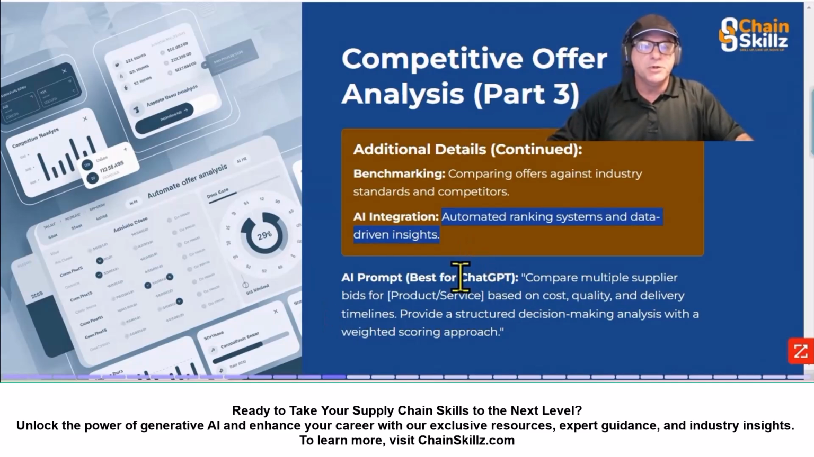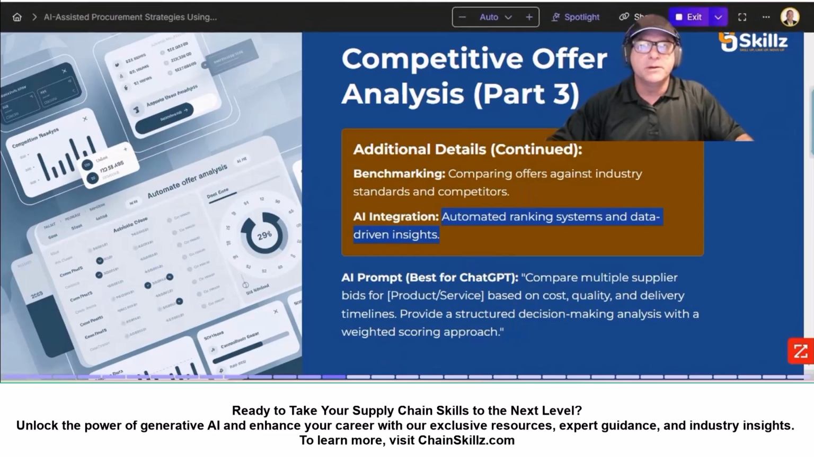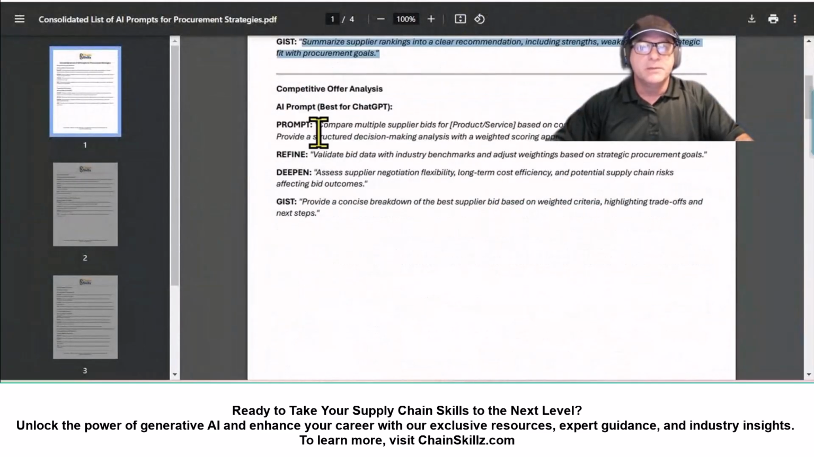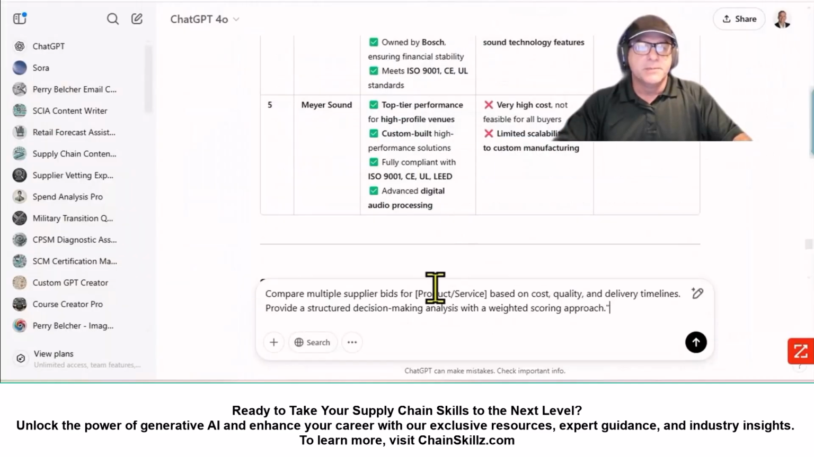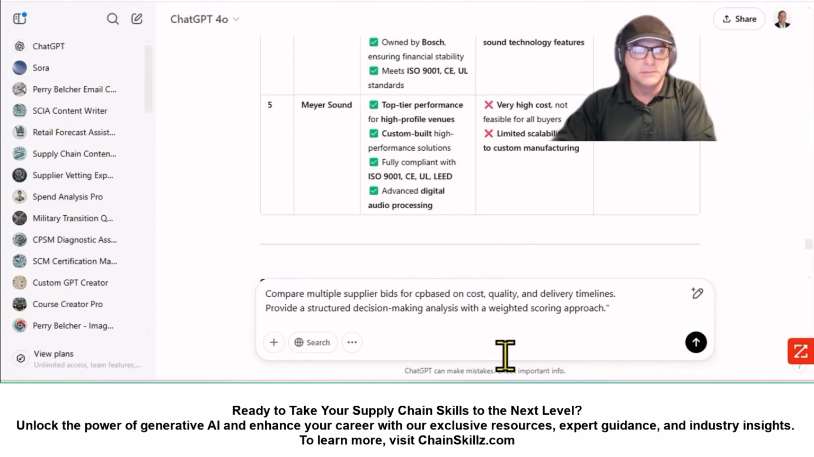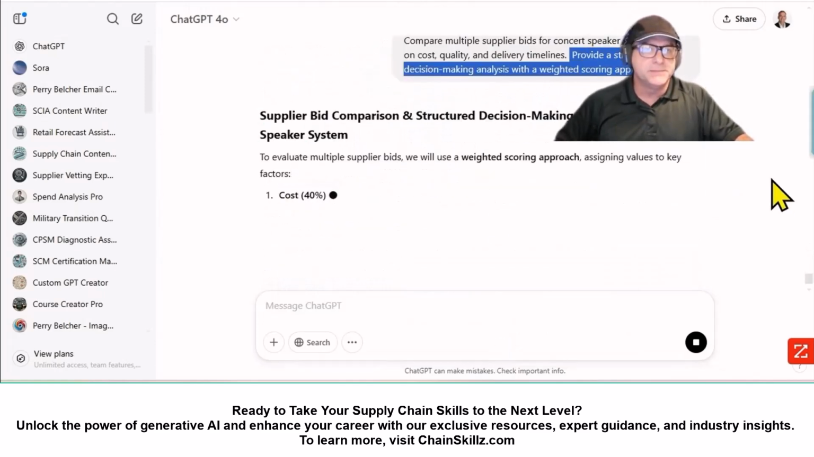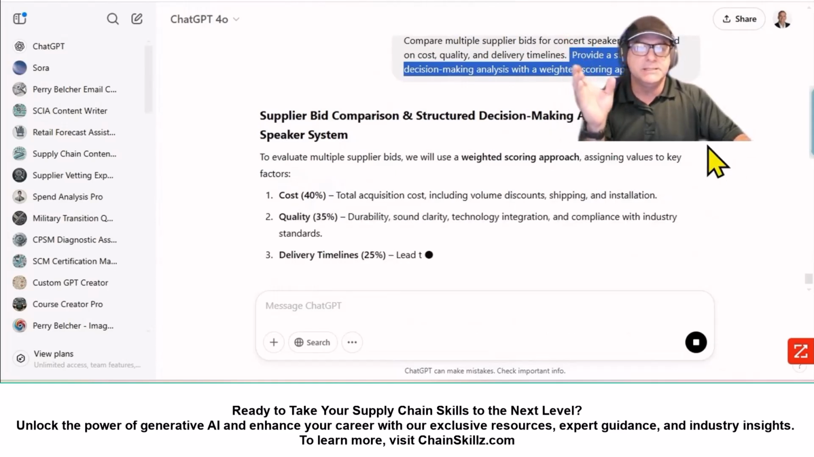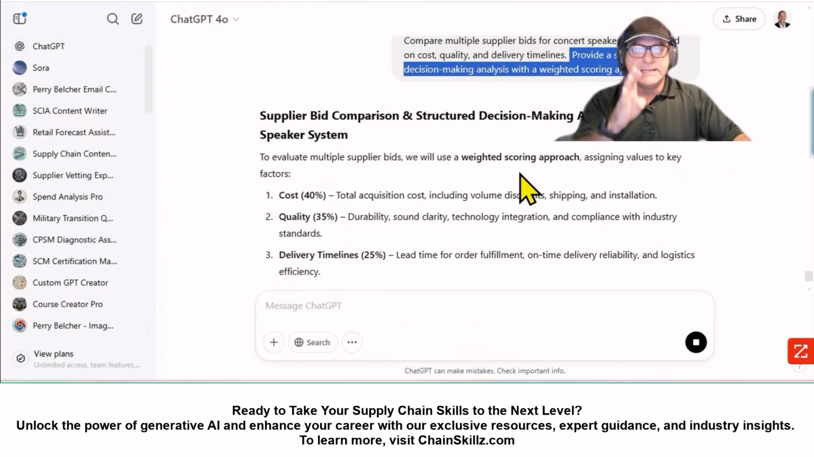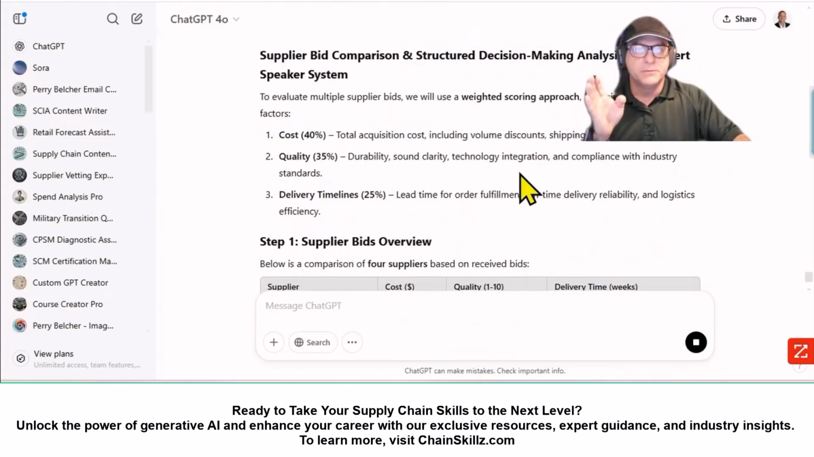So here we're going to do competitive offering. So with that, we'll go to our great consolidated prompts here, and we're going to compare multiple supplier bids based on the quality approach. Now we're going to continue with our process here. Compare multiple bids for our concert speaker system. Now, the main piece I asked was to provide a structured decision-making analysis, right? So what it is coming up with is how we would analyze this particular bid, what we would do.